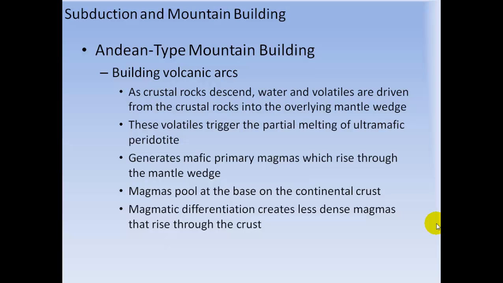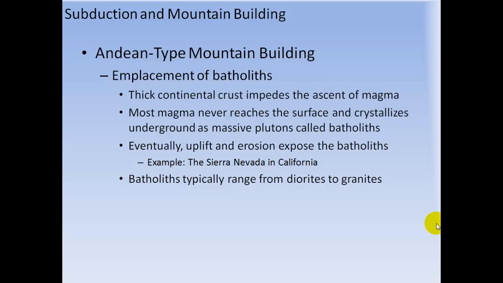Magmas pool at the base of the continental crust. Magmatic differentiation causes less dense magmas to rise through the crust. Emplacement of batholiths: thick continental crust impedes the ascent of some of the magma. Most magma never reaches the surface and crystallizes underground as massive plutons called batholiths. Eventually, uplift and erosion expose those batholiths. Examples are the Sierra Nevada in California, and maybe some of the mountains in Georgia. Batholiths typically range from diorites to granites.